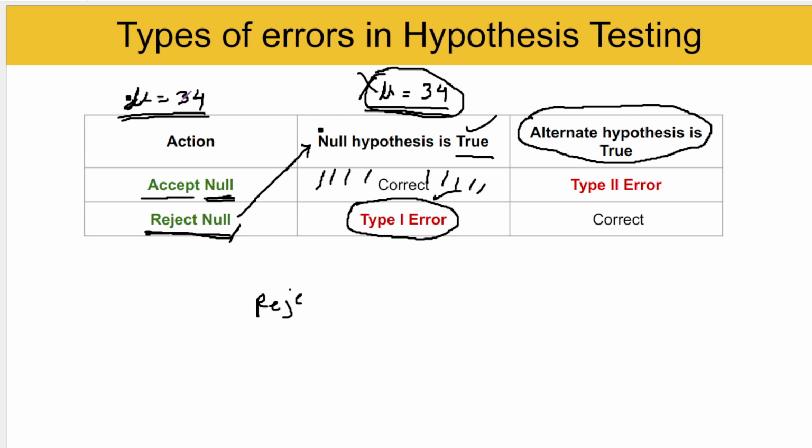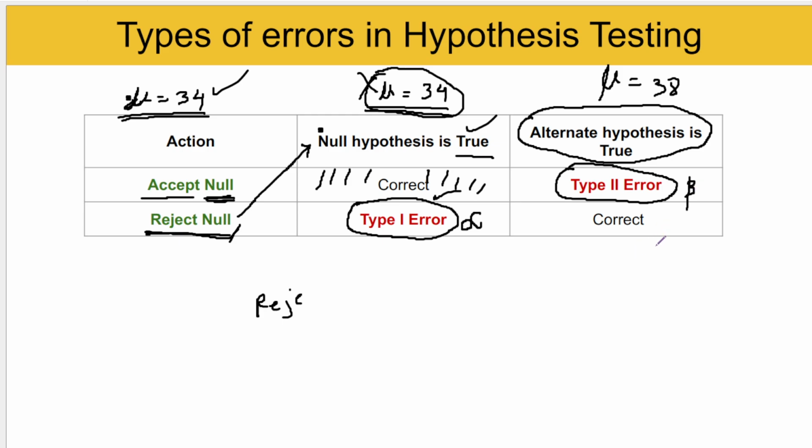Suppose in this case, my mu is actually 38, and I still accepted my null hypothesis, which says mu is 34. In reality it is 38, but I said that yes, it is correct that the average age of India is 34. In that case, I'm making a type 2 error. These are denoted as alpha and beta. These are just names for the two errors: alpha error and beta error.